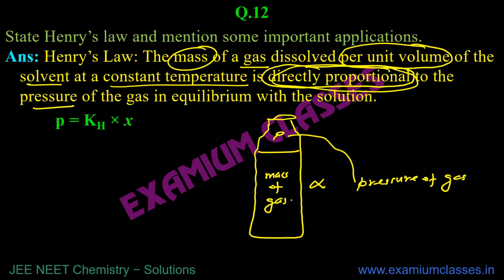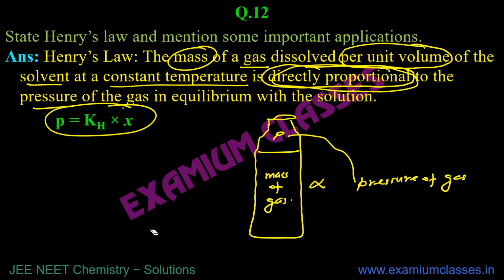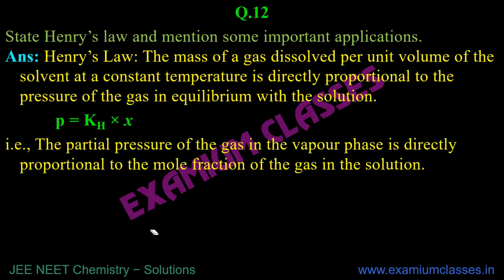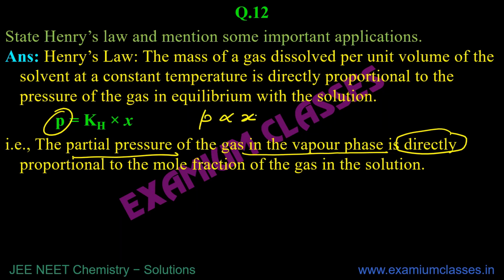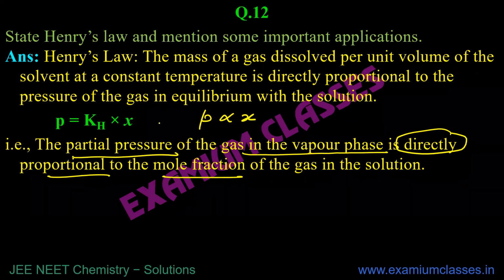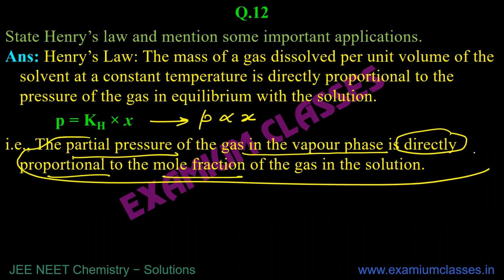Yes, those are 2 applications. So with this formula, we can directly write it. We can say that the partial pressure of the gas in vapor phase is directly proportional to, because it is actually P is proportional to chi or X, the mole fraction. So this is mole fraction. Obviously here I have introduced the constant, so that's why we have removed the proportionality. This actually means P is proportional to X. That's what you are writing here.